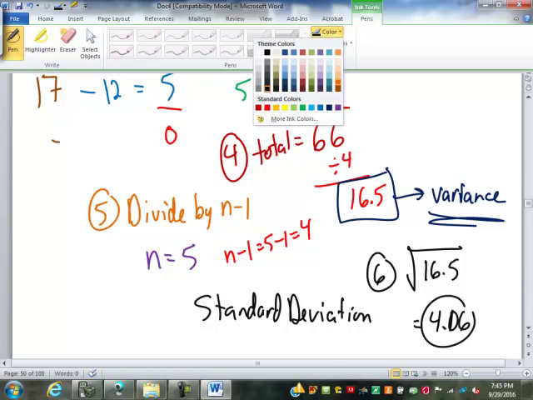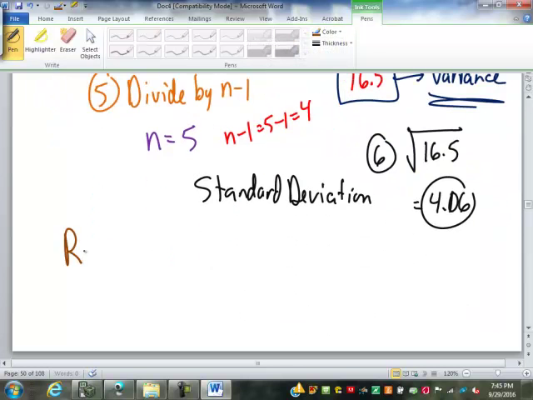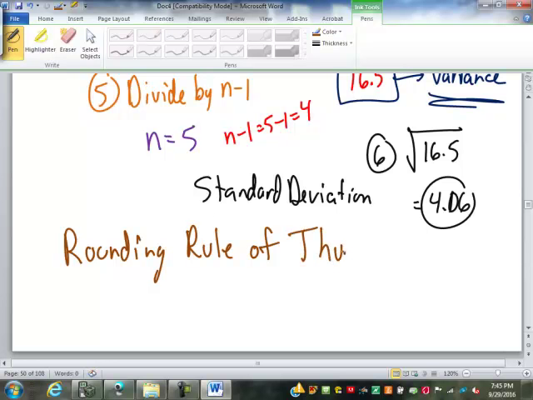Rule of thumb. So people always ask me about rounding. That's it. That is the standard deviation. Yeah, that was one more. I know. I was trying to scare you a little bit. I'm a math teacher. That means I'm not a math teacher.